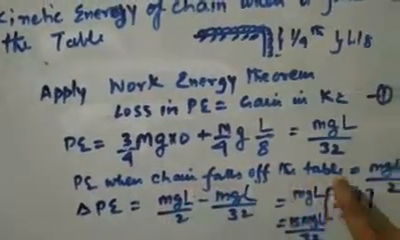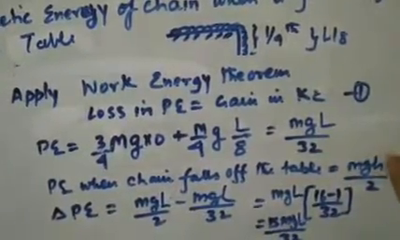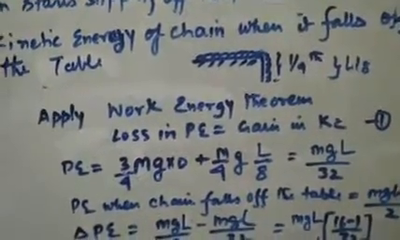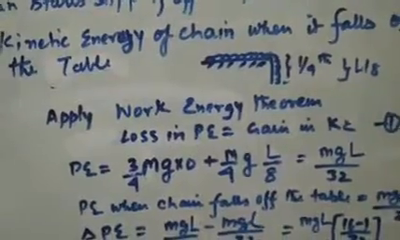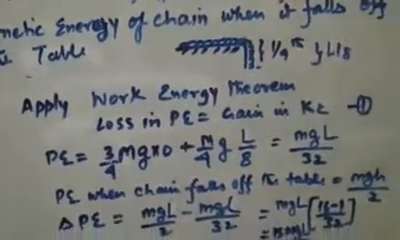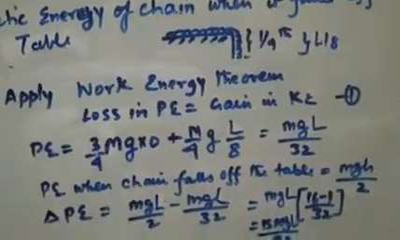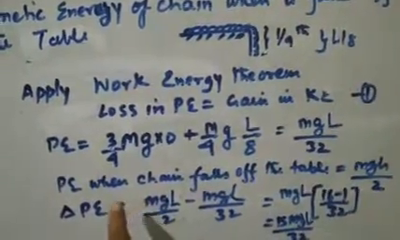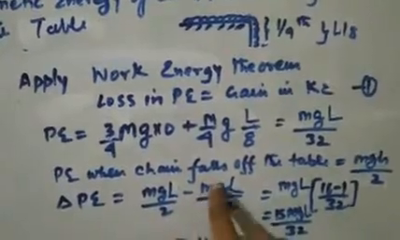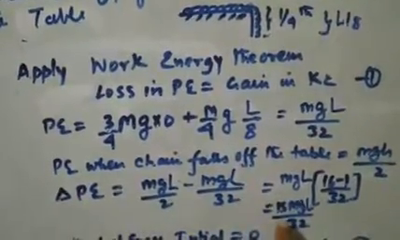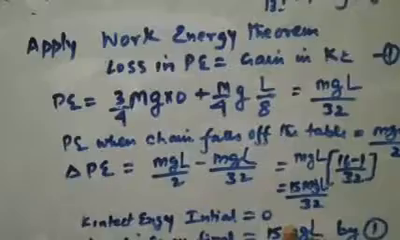The PE when the chain falls off the table is mgL by 2, right? This is h, replace it by L. Okay, so make it L here, make it L. This is not h. And so the total change in PE is mgL by 2 minus mgL by 32, so it comes to 15 mgL by 32.